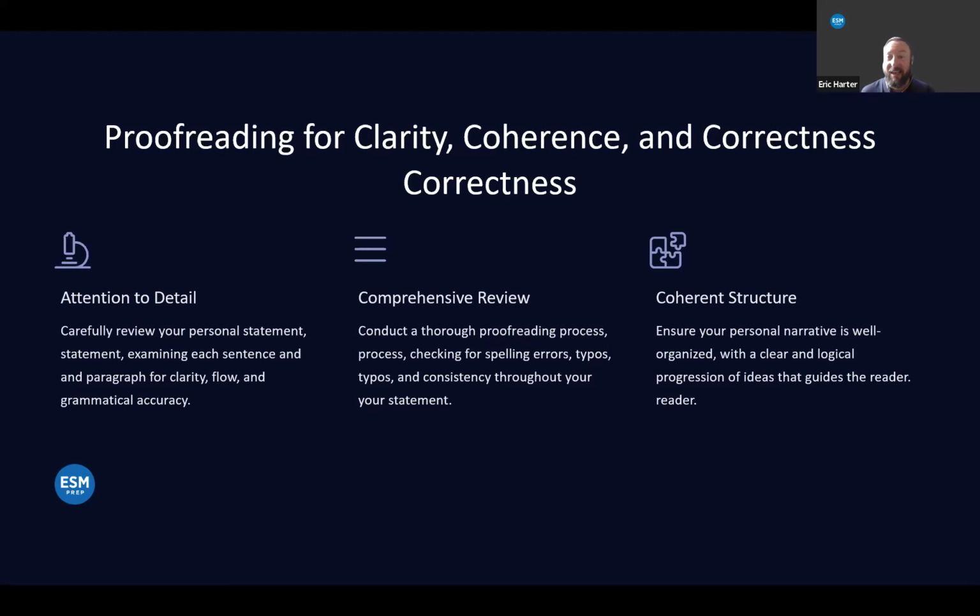It has that thesis that Renee was talking about, that it comes back to who you are and guides the reader through something that is really, really interesting. So it's proofreading, editing, proofreading, feedback. All of those little pieces are so important.